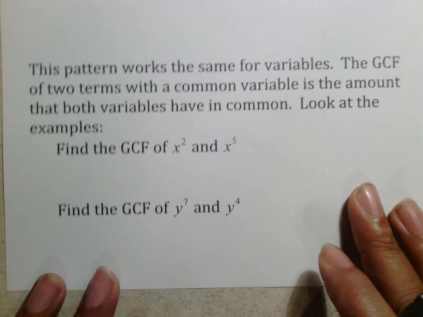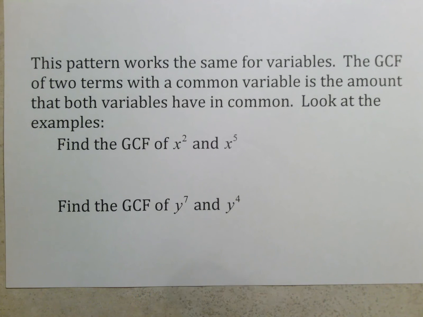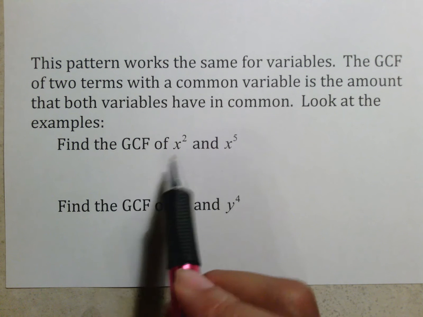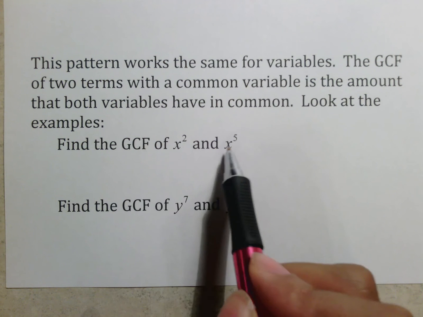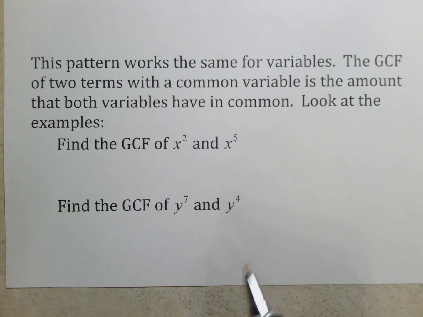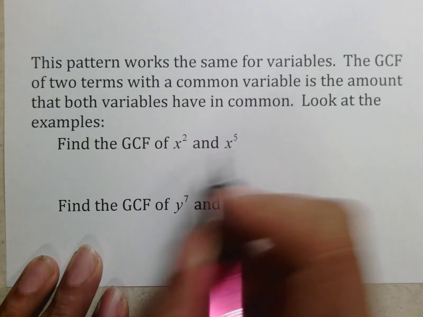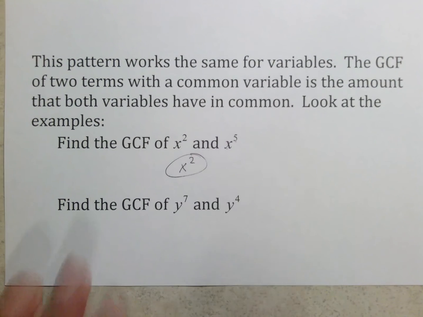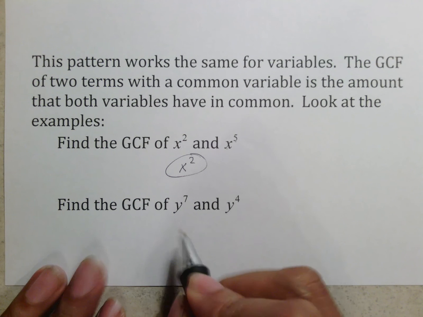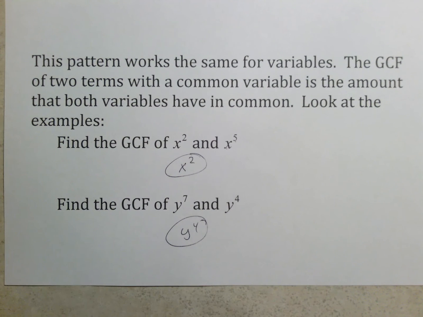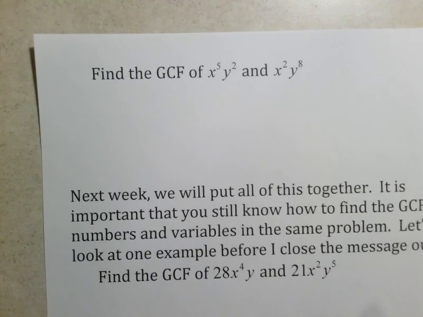So this pattern does work with the sum for variables. The GCF of 2 terms with a common variable is the amount that both variables have in common. So look at this, GCF of x squared and x to the 5th. This is like him having $2 and her having $5. What they have in common is 2 x's. Notice again, you're just simply picking the lowest number. GCF of y to the 7th and y to the 4th, you are picking the one that is the lowest. They both have at least $4. So again, that's the process that you're going to be adding into your steps next week.